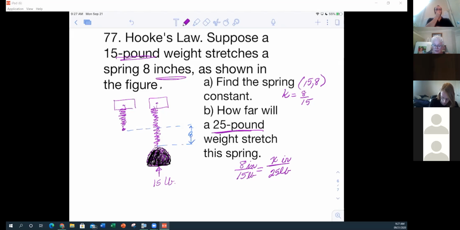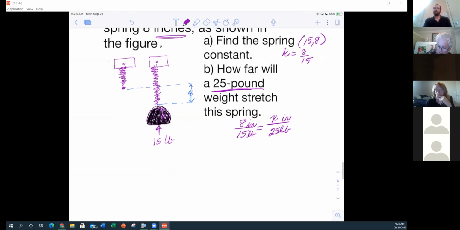Because you could flip the inches and the pounds, right? If you have a spring and you attach a 15-pound weight, it stretches it. Anyway, it really doesn't matter which way you put that. I just meant the way that you set up the fraction. You could go 15 to 8, and then you have to go 25 to x. Right. You have to compare inches to inches and pounds to pounds. Exactly. So then we would get 15x equals 200. So x is going to be 200 over 15.